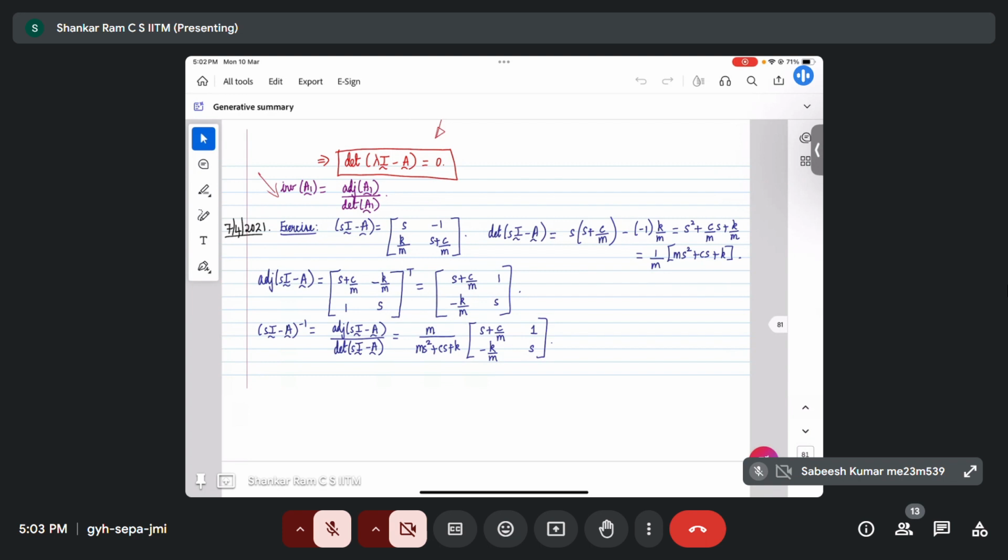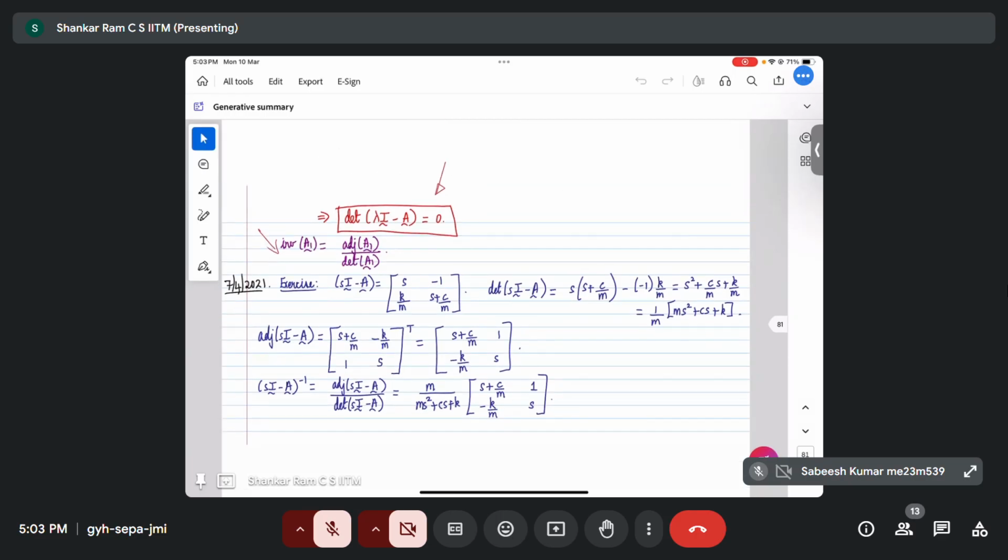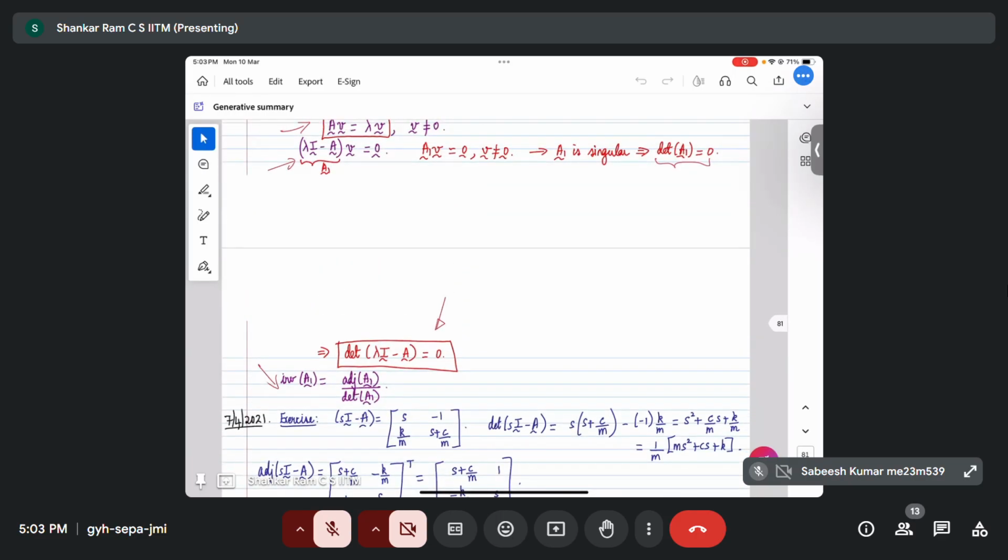So let's get started with today's class. Today we will get started with analysis in the state space domain. Microphone is on. Let me see. Yeah, Roshan, can you mute your microphone? Vigneshwaram also. Some echo was there.